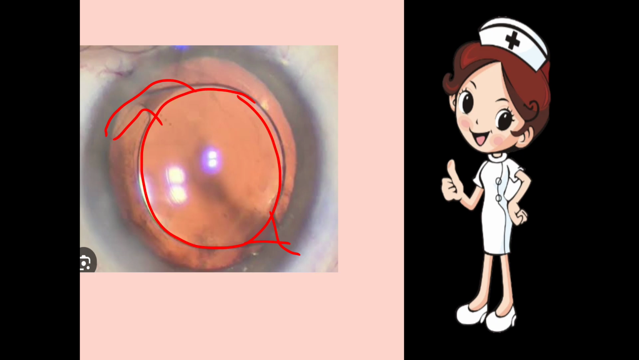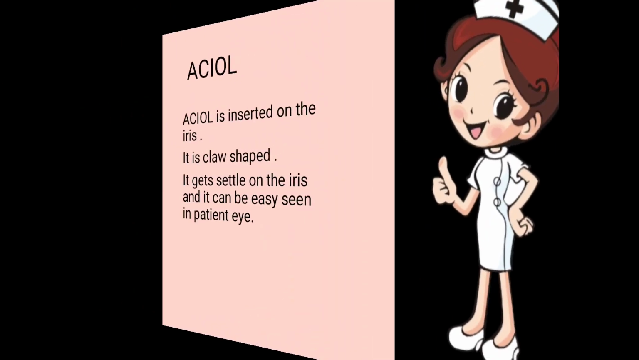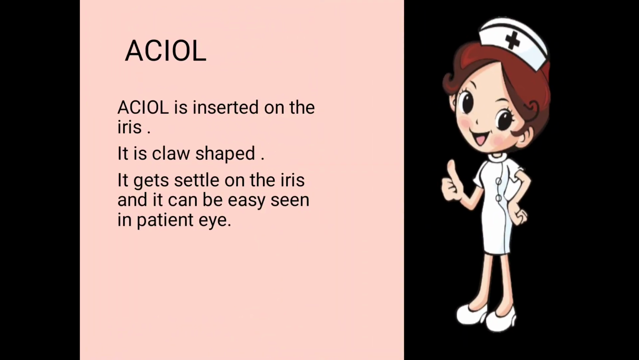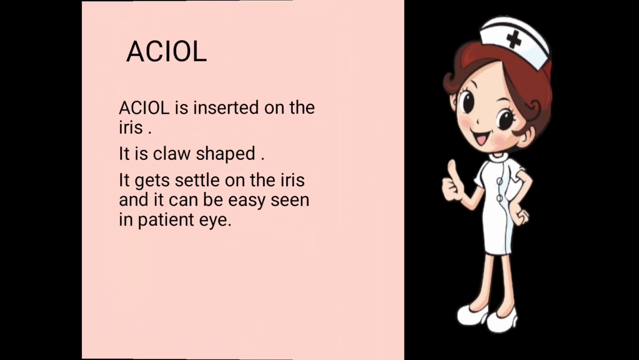Okay, let's move to the next. What is ACIOL? AC is the location, the anterior chamber, which is at the front side of the iris.